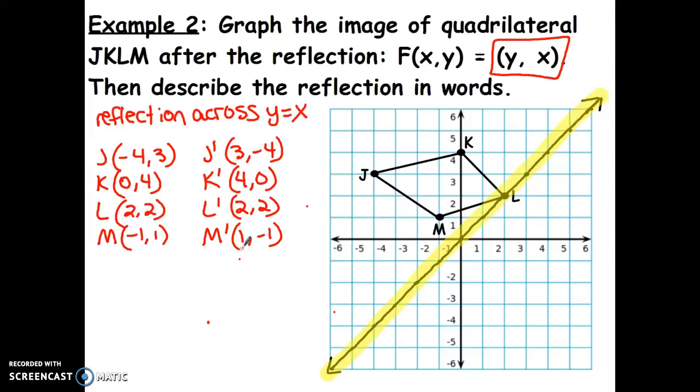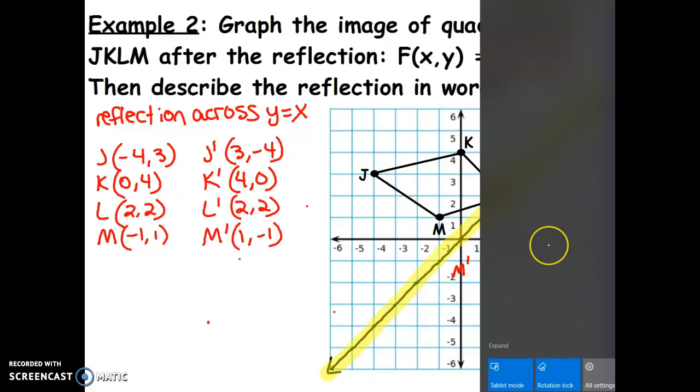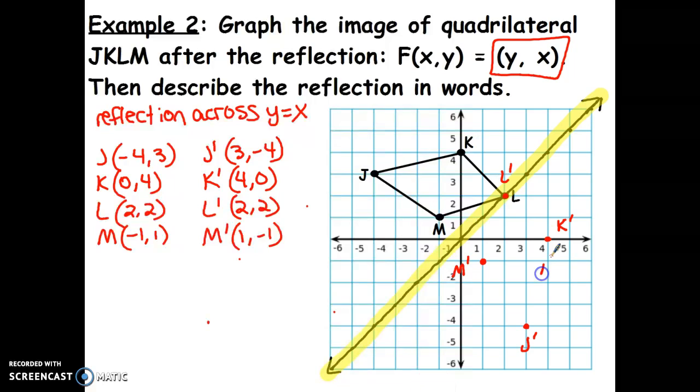Now, to make our reflection, all we have to do is plot these points. So J is (3, -4). That's J prime. K is (4, 0), K prime. (2, 2), L prime. And (1, -1) is M prime. So let's go ahead and connect these together. Mine is kind of ugly. There we go. All right, so we can see that we have an exact reflection across that line.